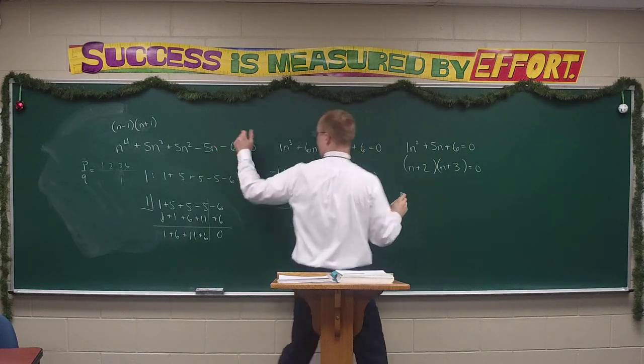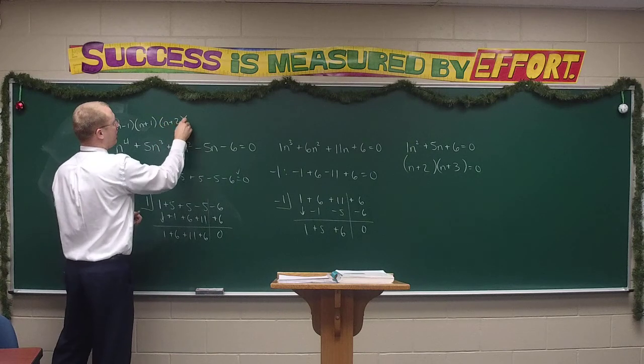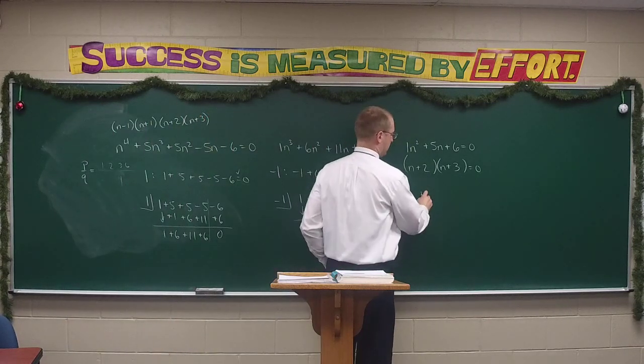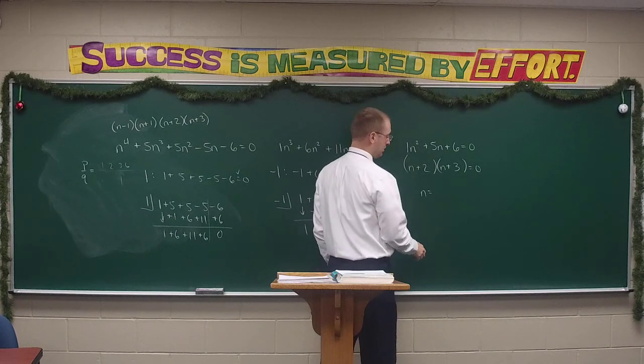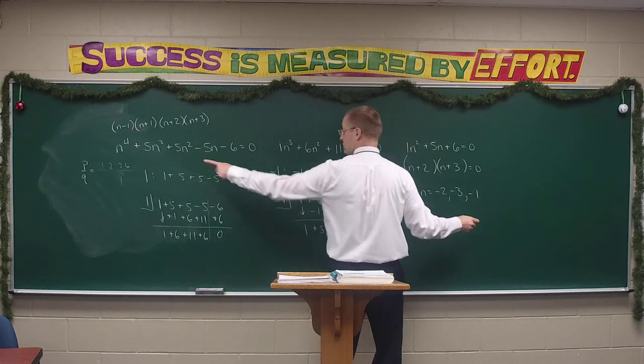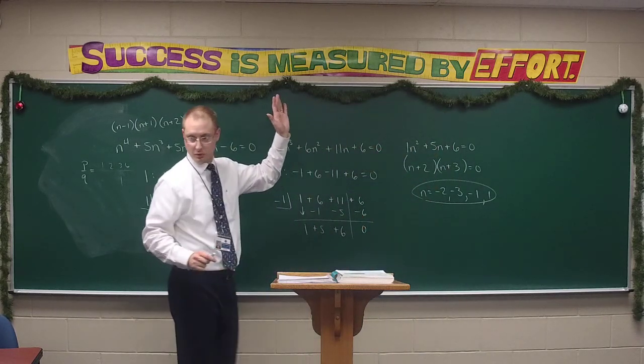These are my first 2 factors here, n minus 1, n plus 1, now an n plus 2, and an n plus 3. But what are my roots going to be? Negative 2, negative 3. Good, along with the negative 1, and then the original root we found, which was the positive 1. How many got all 4 of these roots?